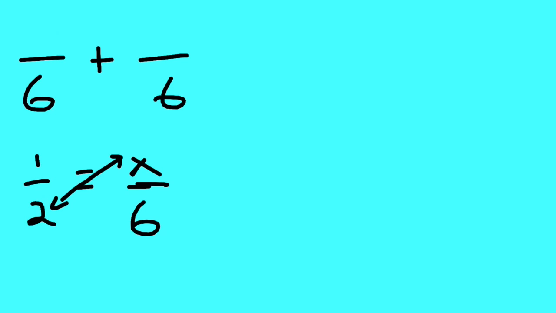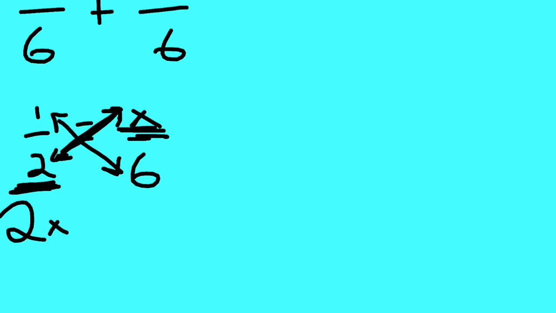So let me show you. The denominator in this number is 2, so you multiply that with the numerator of the other number, which is x. So you get 2x. Then you multiply the numerator of one number with the denominator of another number. So this is the numerator of 1/2, so you multiply 1 and 6 together. You get that equals 6. And then you will get x equals 3.